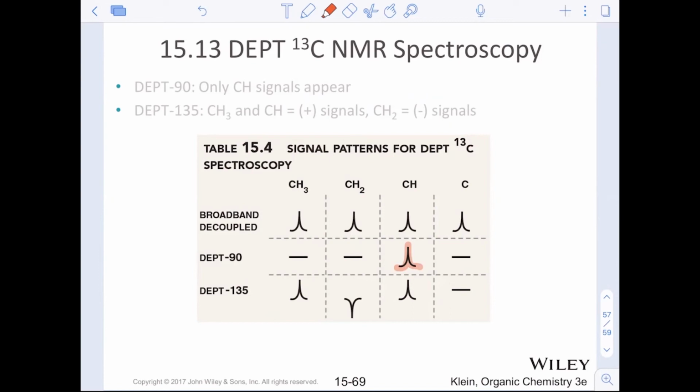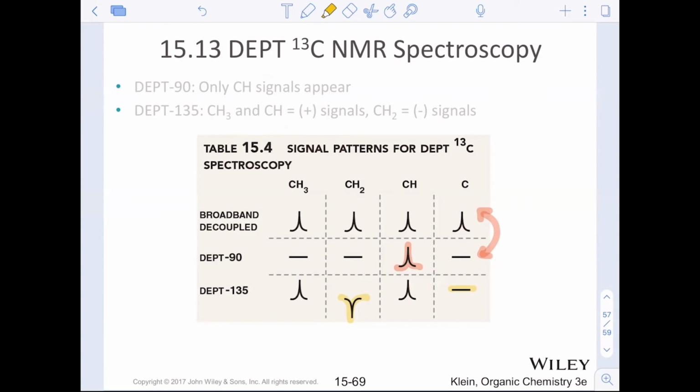Nice. So you can take a broadband decoupled and a DEPT 90 and compare them and say, oh, any peak that shows up on my DEPT 90 and was on my broadband decoupled carbon NMR must be a CH group. Any peak that disappeared is not a CH group. If it doesn't show up on DEPT 90, it's not a CH group. And then a DEPT 135 will be able to elucidate the CH2 group. Also important, remember we've talked about this since IR, not showing signals is just as important as showing signals. So look to where there are absences on these, right?